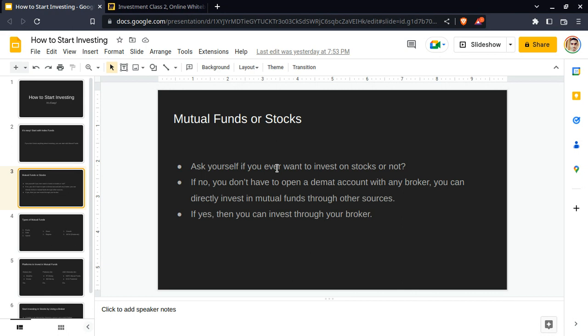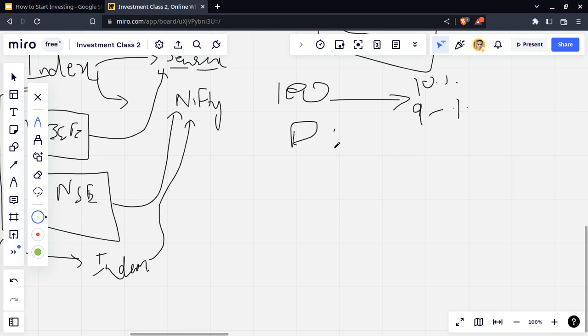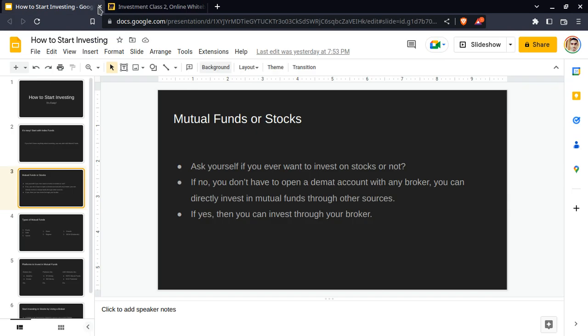Okay, coming to the next slide. Where to start? From which platform to start? First thing I always say is ask yourself whether you are ever going to invest in stocks or not. Why am I saying that? If you are not going to invest in stocks, then there is no need to open a Demat account. There is something called a Demat account. I'll come later to what it means. But if you're never going to invest in stocks, you don't need a Demat account. You can directly invest in mutual funds.